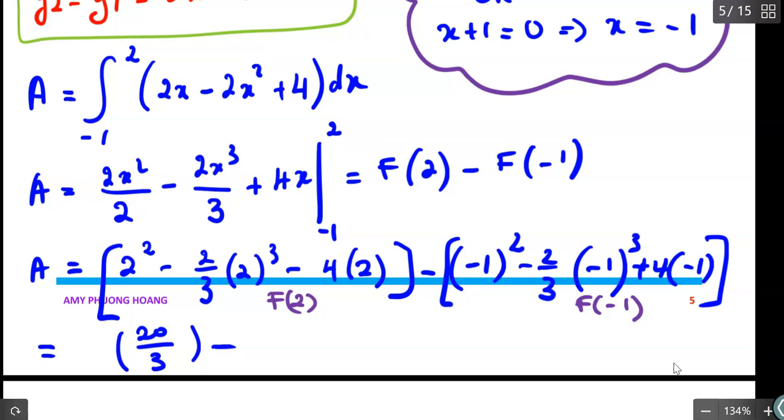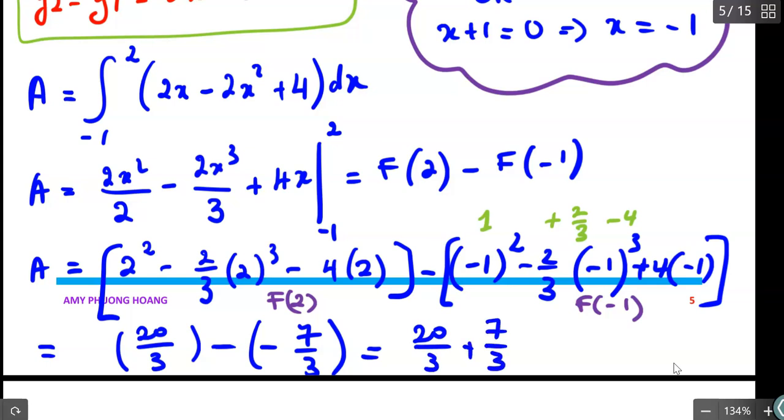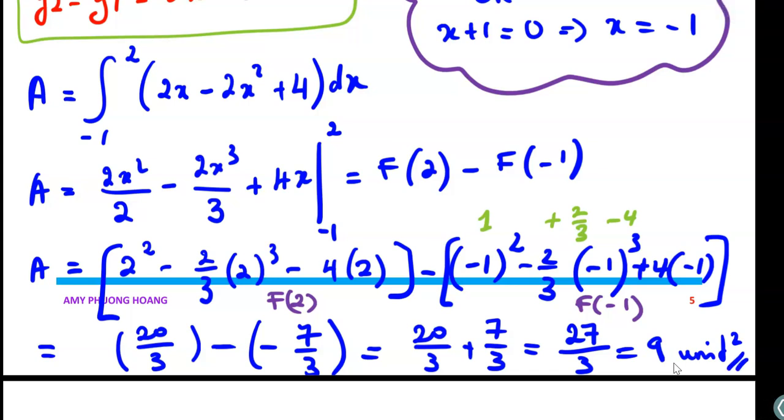So basically, what I have here is positive 1 plus 2/3 and minus 4. Doing this, I should have this one equal to minus 7 over 3. So I will have 20 over 3 plus 7 over 3. The 7 over 3 is 20 over 3, so it's 9. So it's 9 unit square. So we find the area as 9 unit square.